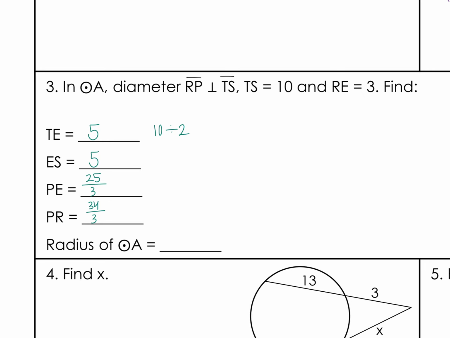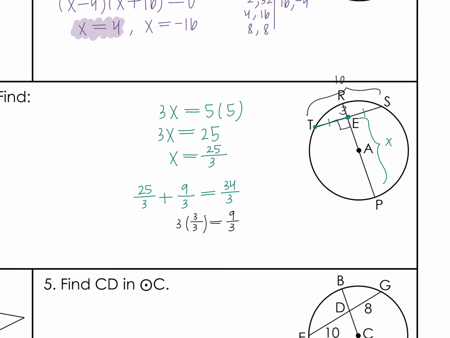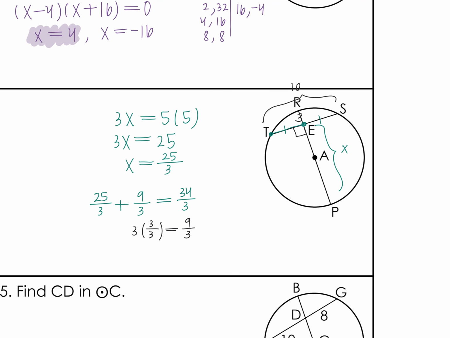And lastly, we need to find the radius of circle A. Well, remember, a radius is going to cut that diameter in half. And since we just said that from P all the way to R, we just said that this right here is 34 over 3. I'm going to take that and multiply by 1/2.